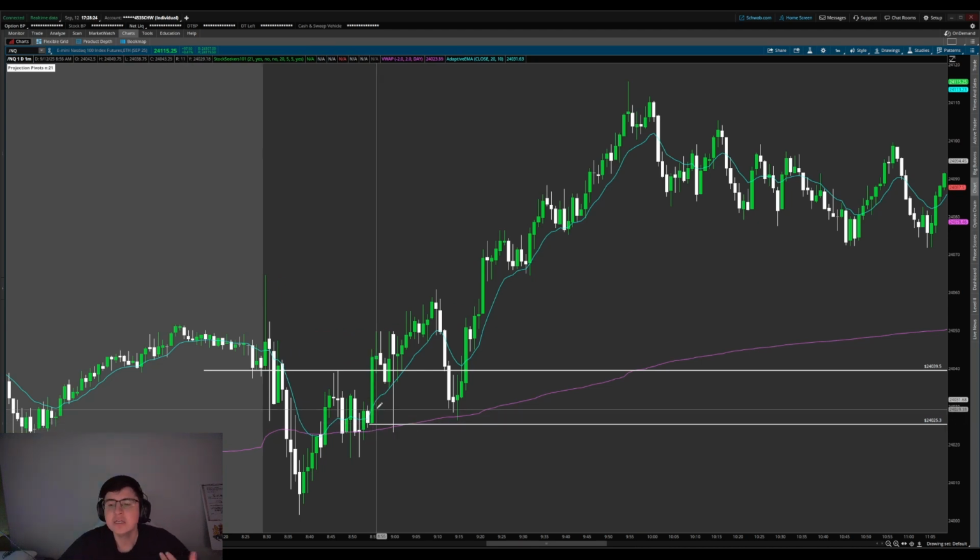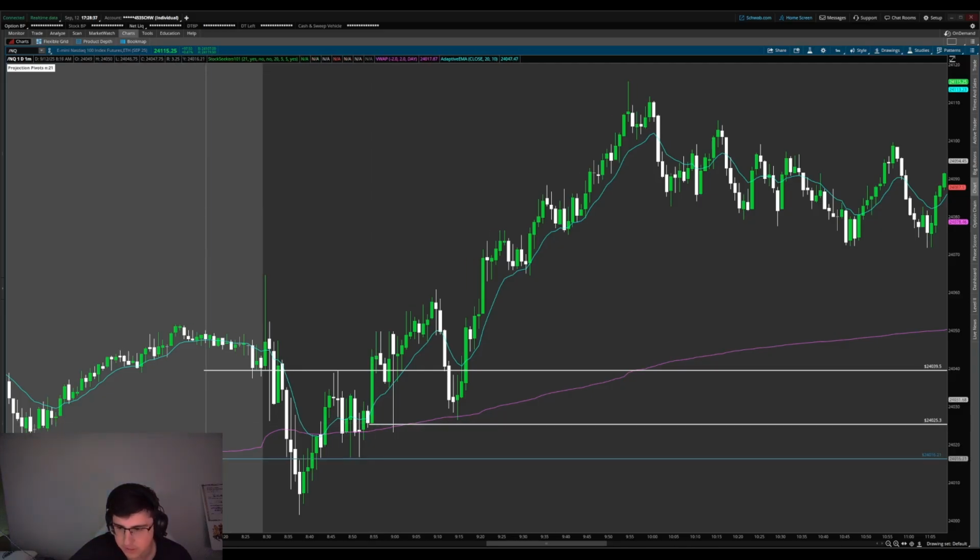Now, let's say we didn't have this massive green candle and we only pushed halfway. Well, after this candle, where's the next key level? The next key level is going to be right here, because what is this? This is a support level. This is resistance, a break back above resistance acting as support.